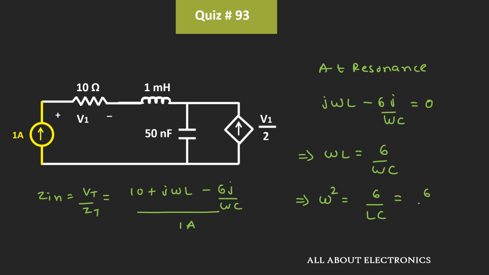Now here, L is equal to 1 millihenry and C is equal to 50 nanofarad. So if we solve it for ω, then the value of ω will come out as 3.464 × 10^5 radian per second. Or if we find the frequency, then we need to divide it by 2π.